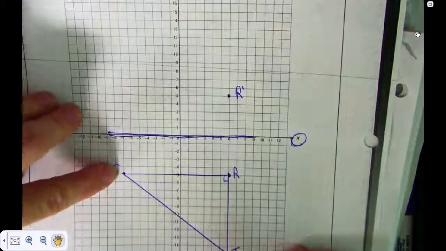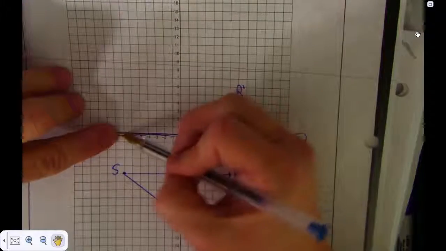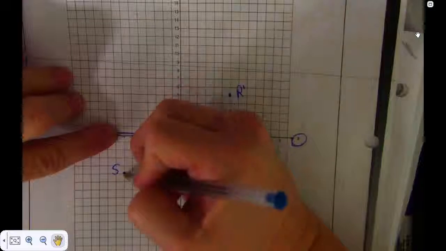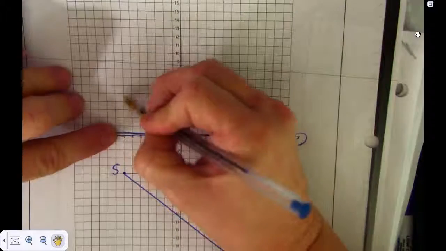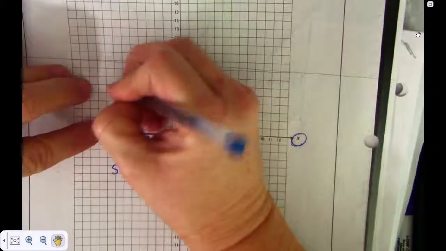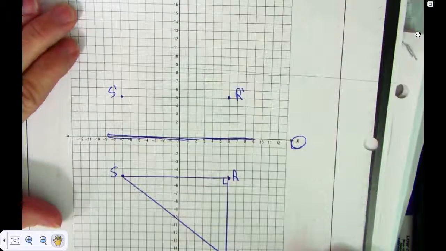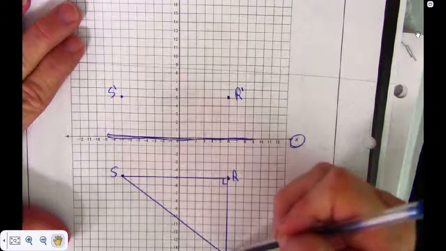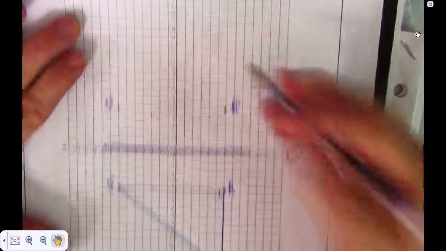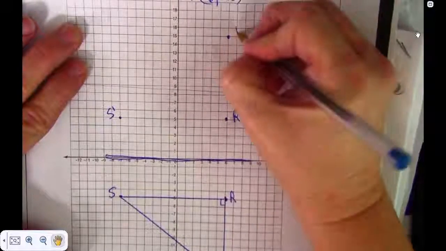Then we take S. S is on -7. It's 5 away from the x-axis, so I'm going to go up 5. That's my S prime. T is 15 from the x, so I'm going to go up 15. I stay on line 6. That's T prime.